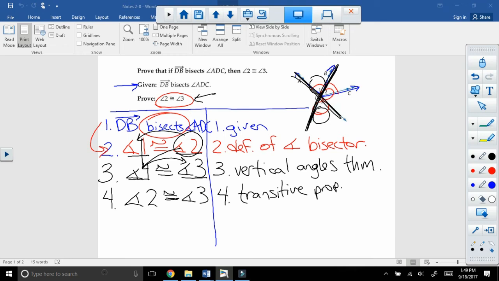Okay, and then sometimes for these, you're going to have maybe some other given information. So let me say that maybe they tell you that angle 3 is 6x plus 2, and angle 1 is 8x minus 14. Well, if this were the case and you were asked to write a proof for this, what you could do is you could say that angle 1 is congruent to angle 3, because of the vertical angles theorem.